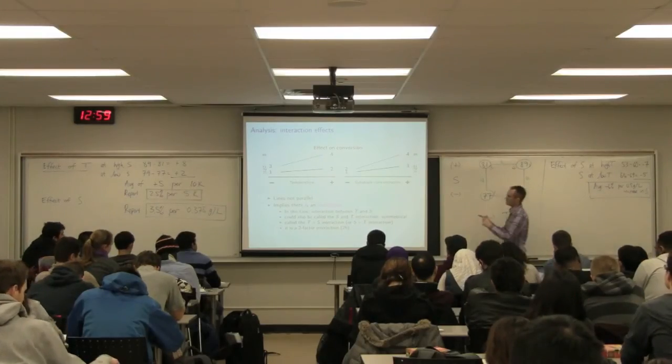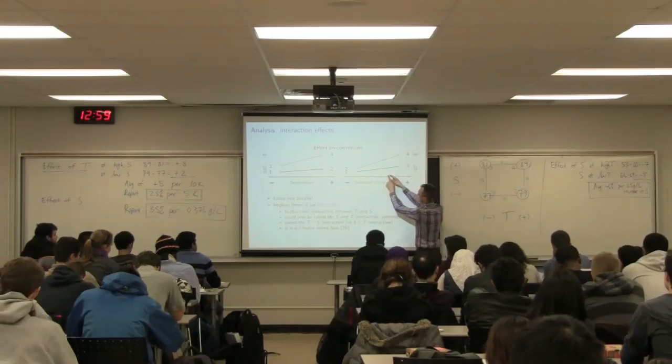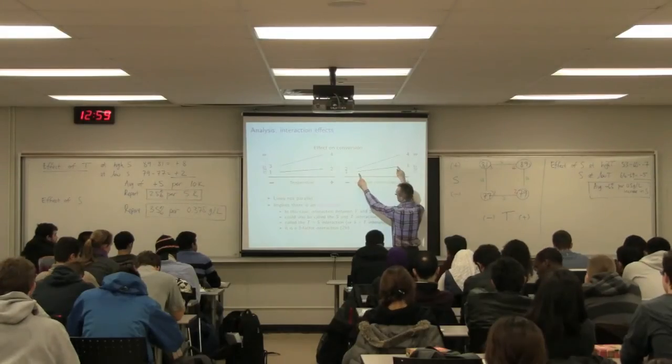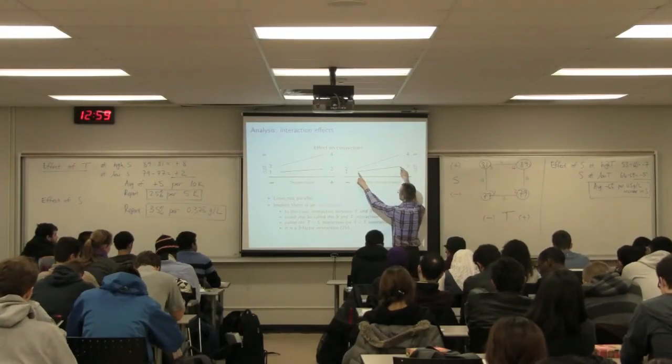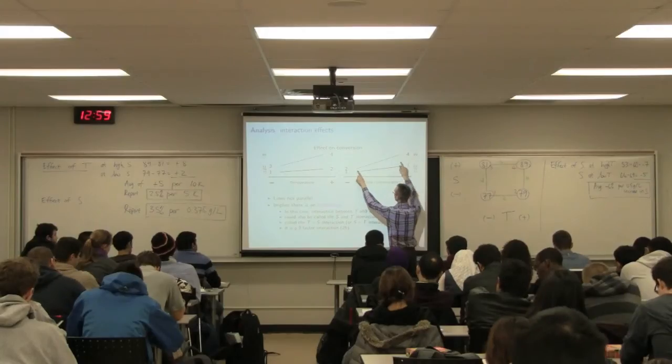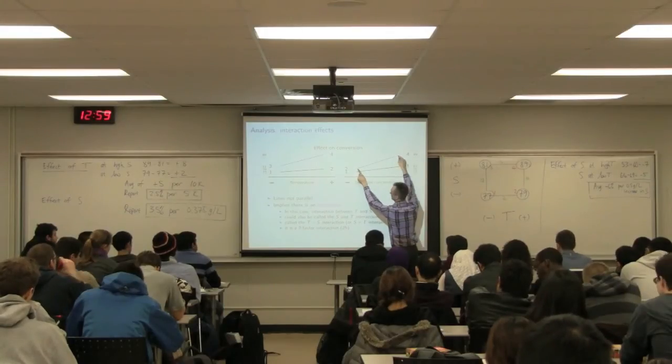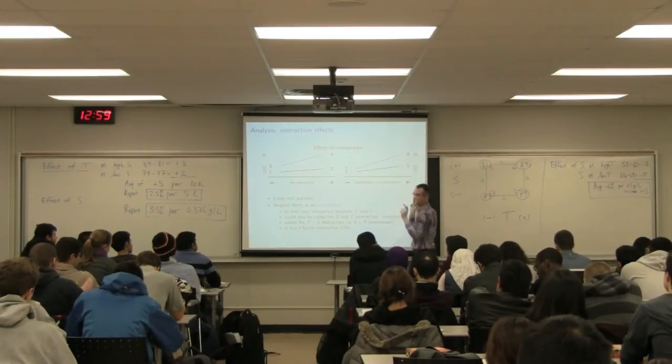So both slopes go upwards, so I know that at both instances, substrate concentration has a positive effect on yield. But when I'm at high temperature, that effect is magnified. Okay, so it's symmetrical.